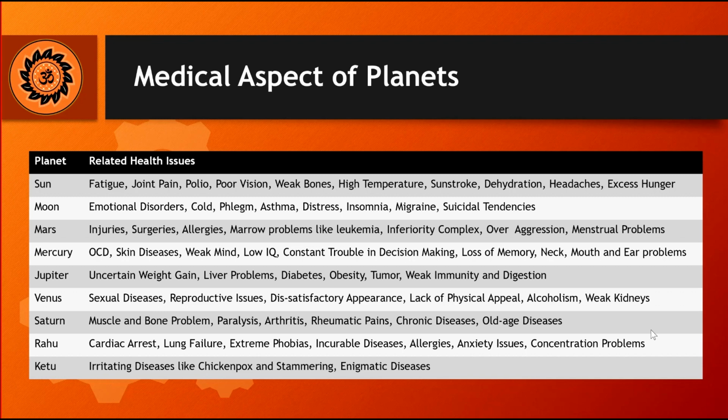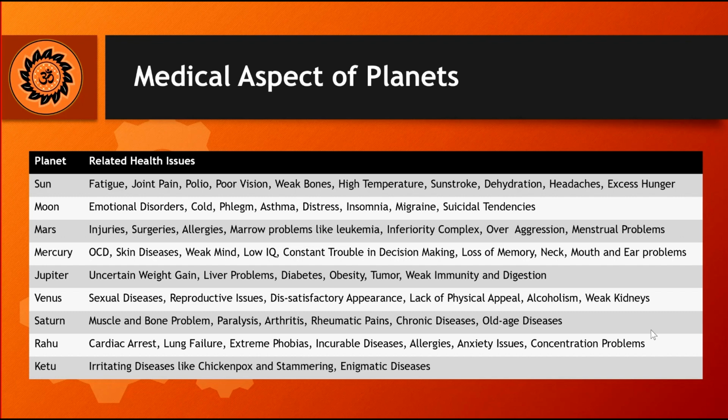OCD, being over obsessive about something, because it has to do with your mind. You're obsessed with a few things. So OCD is caused by Mercury. Skin diseases, I told you earlier that Mercury governs the skin area. Weak mind. You will see that most of the health issues we see under Mercury are related to mind and intellect and all that. So low IQ, trouble in making decisions, loss of memory, neck, mouth and ear problems.